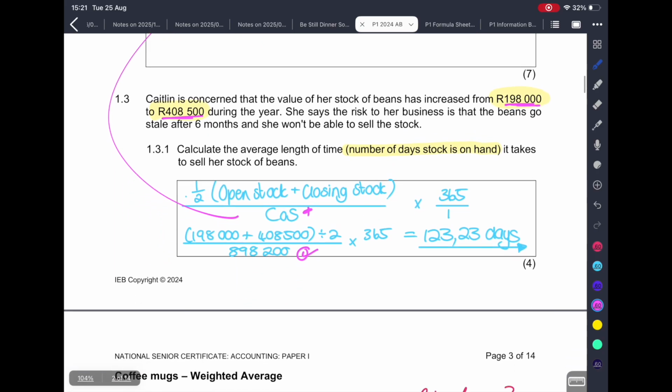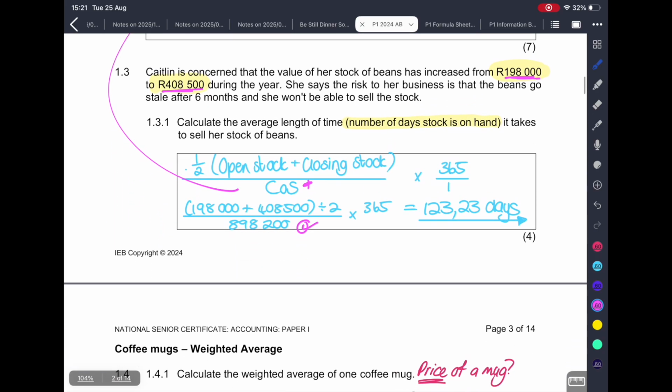Then let's go to weighted average. We're now going to the mugs. Okay. Coffee mugs. Oh no, that's definitely not yellow. It's a blue. Let's change our color so we don't get confused here. Okay, so they want the weighted average of one coffee mug. So the average price that we're going to go for in this financial year for one mug.